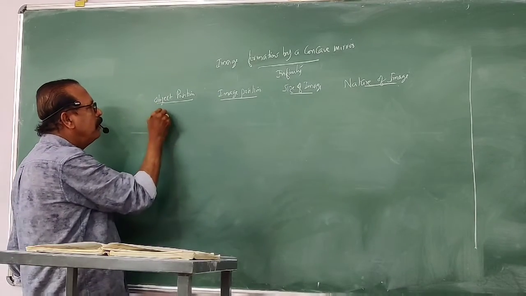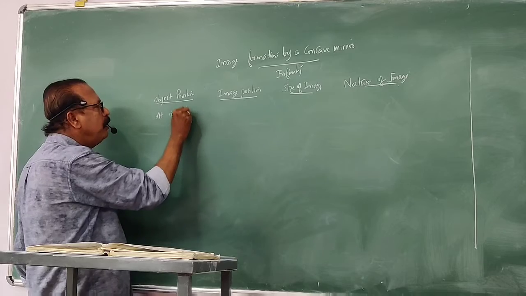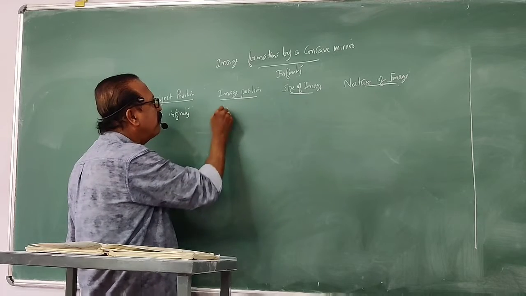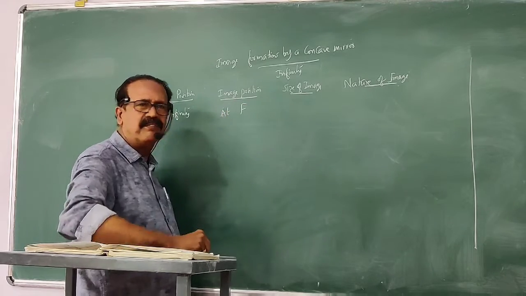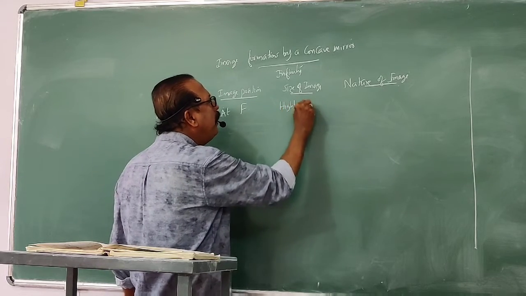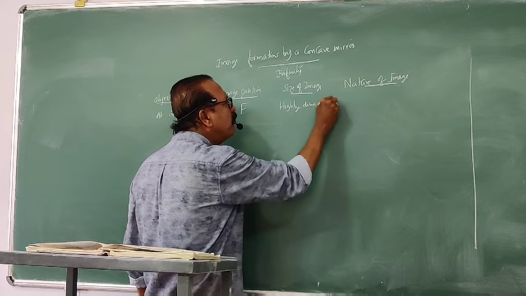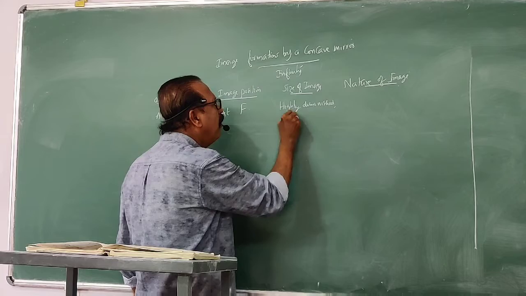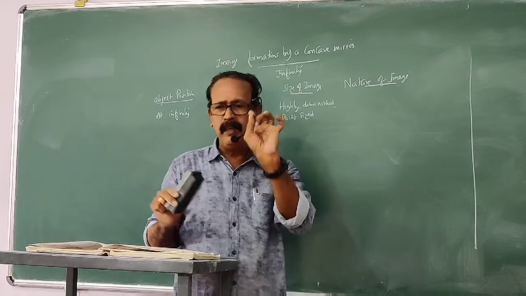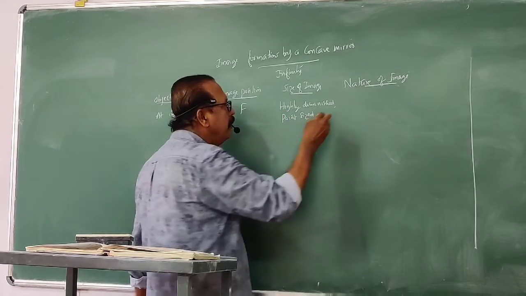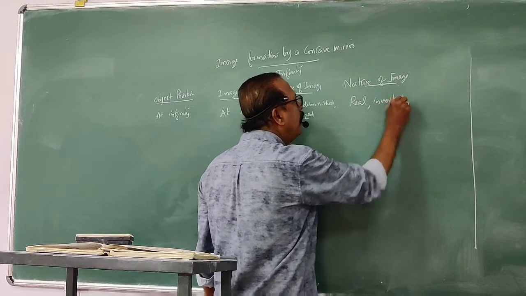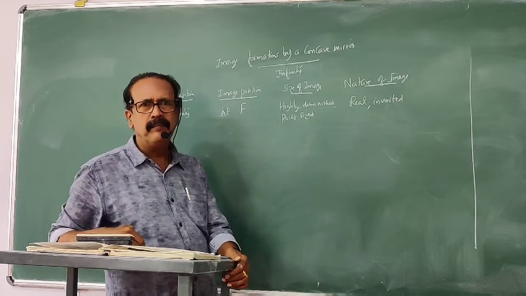Object at infinity. Image is at focus, at F. What is the size of image? Highly diminished image, which means so small, point size. Point size image, highly diminished. Then the image is real and inverted.